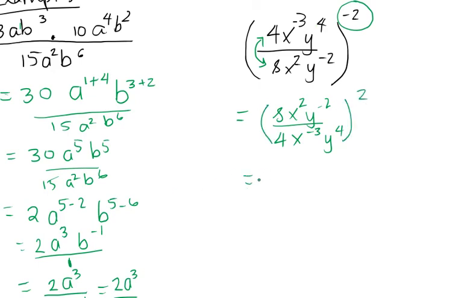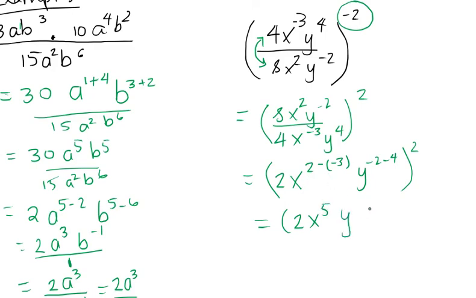Squared. Next step. Let's solve what's on the inside. 8 over 4 is 2. X to the power 2 divided by x to the power negative 3 is x to the power of 2 minus negative 3. And y to the negative 2 minus 4. And all that is still to the exponent 2. So 2x to the power of 2 minus negative 3 is 2 plus 3, which is 5. Y to the power of negative 6. And all that is to the power of 2.